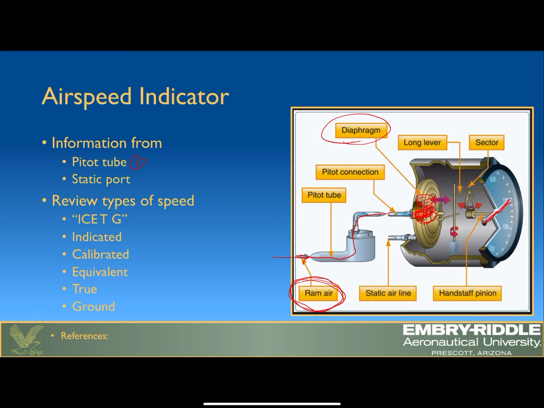Now, if you remember, the static port is also connected. And you can see here where it says static line, that static port is connected to the case that contains all of our airspeed instrumentation. It contains that diaphragm and all this mechanical stuff. That static air line keeps the static pressure inside the case equal to the pressure outside of the airplane.